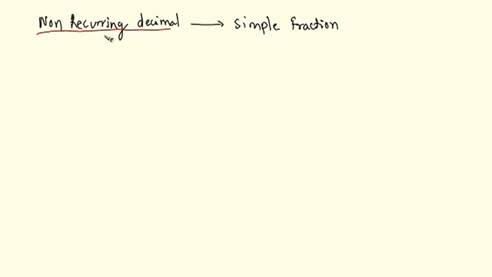Conversion of a non-recurring decimal into a simple fraction. So let's do this with the help of an example, and the number is 0.35. You have to convert this into a fraction, that is a vulgar fraction. So the first step is to write the number as it is without the decimal point. So the number without the decimal point is 35.